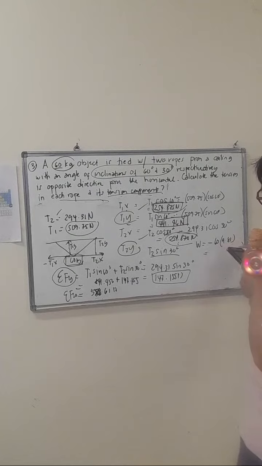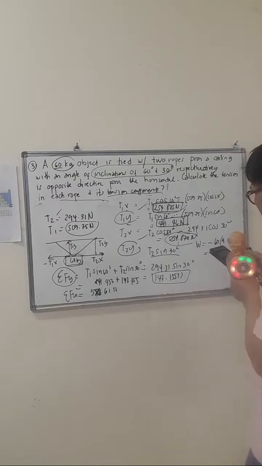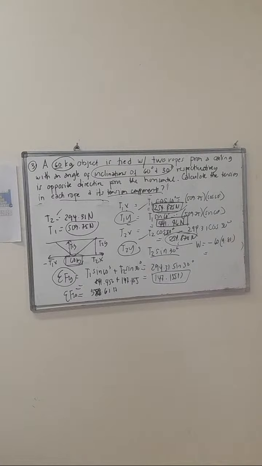So it's expected that this is 588.61. Let's check. Okay? Perfect.